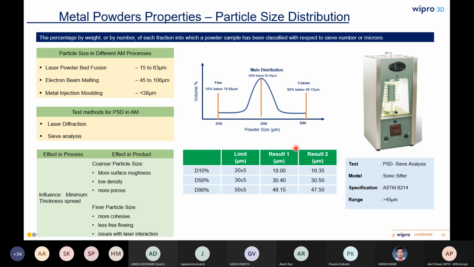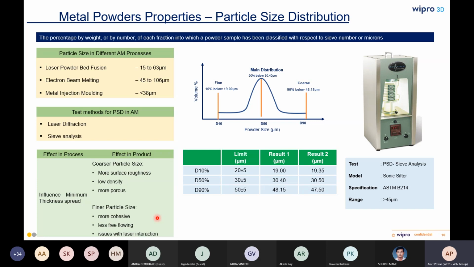And this particle size has an effect on the process. The coarser the particle size, the more surface roughness, the lower density you will get, and the more porous the parts are. And if the particles are very fine, then again there is a problem because they will have more cohesiveness and be less free flowing. There are also issues with laser interaction, and if the powder particles are very fine, there is a chance they can absorb moisture very easily. So handling will again be an issue in that case.